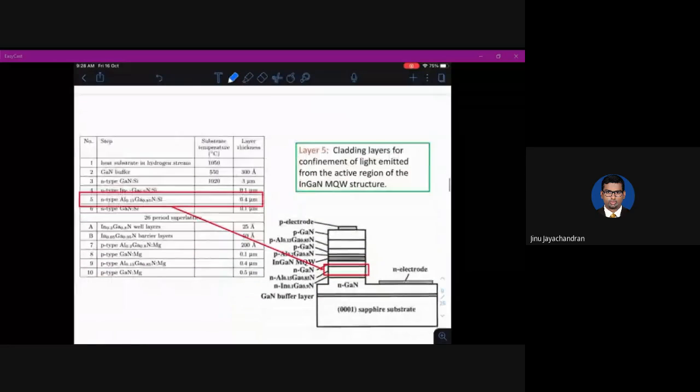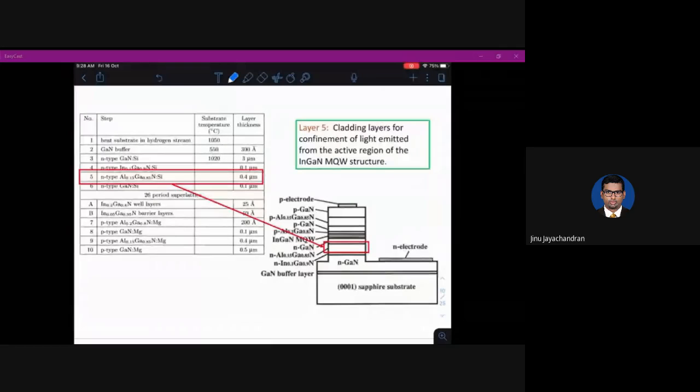Okay, so after indium gallium nitride, which is of N-type, you have an N-type aluminum gallium nitride layer, which is basically the cladding layer. There is also a P-type aluminum gallium nitride layer here. So basically, those two layers will act as a cladding, which will make sure that there is an optical confinement, that the light which is emitted by stimulated emission will not get transmitted out, it should be reflected in. So that confinement is done by this aluminum gallium nitride layer, which is of thickness 0.4 micrometer.